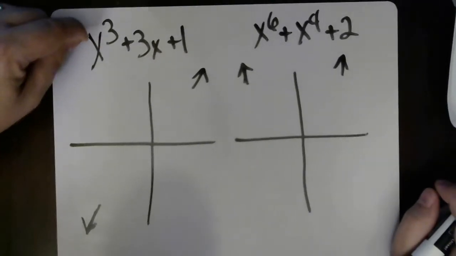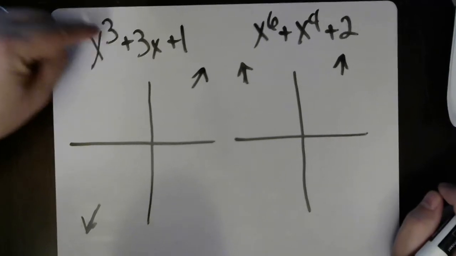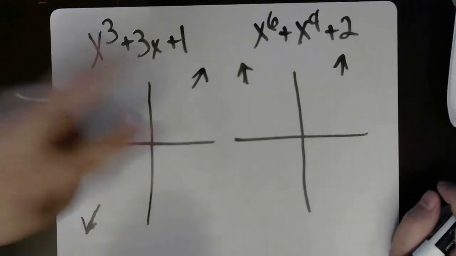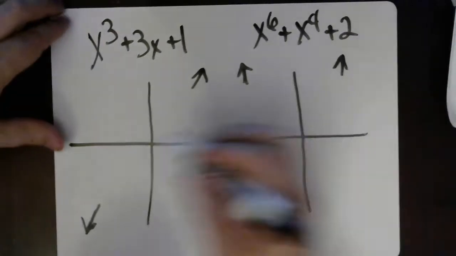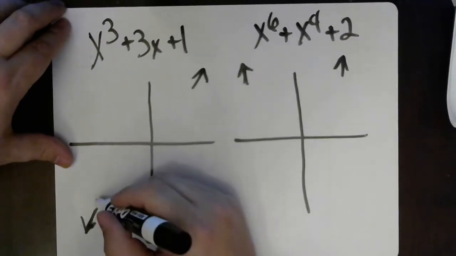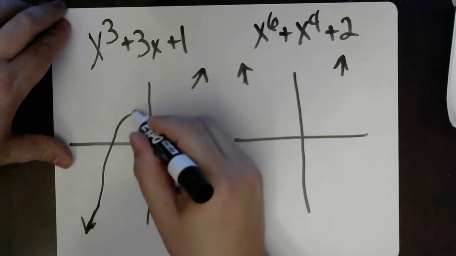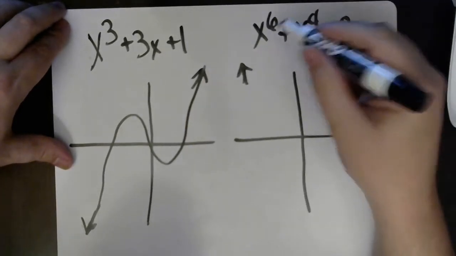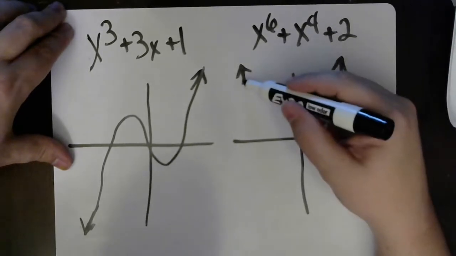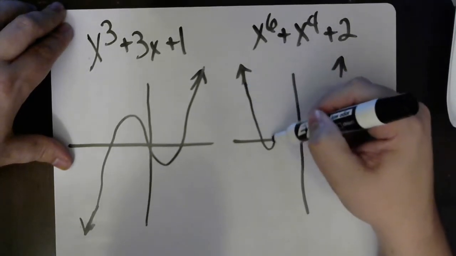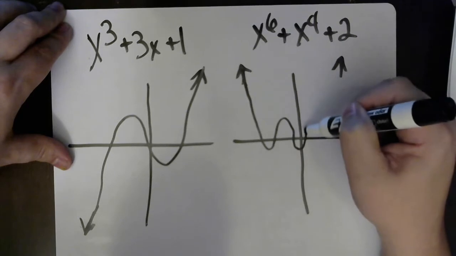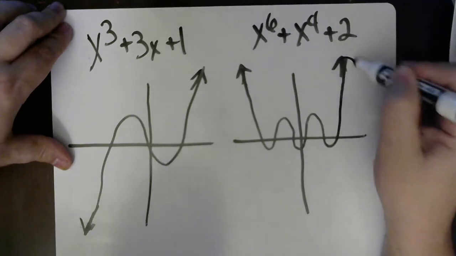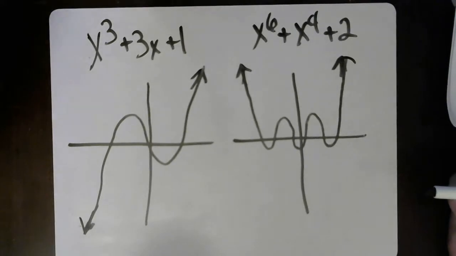Now, in our mind, x cubed. So how many turning points are there? There's going to be 2 turning points because it's 3 minus 1. That's all we know right now. So we can go 1 turning point, 2 turning points, and up. How many is it going to be for the sixth power? It's going to be 5. So here we go. 1, 2, 3, 4, 5, and up. Pretty simple.